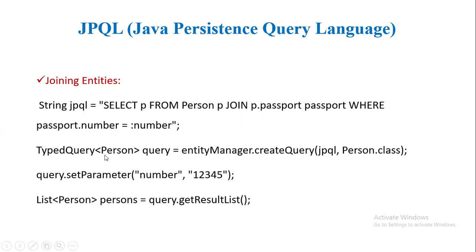TypedQuery<Person> query = entityManager.createQuery(jpql, Person.class), and query.setParameter. Here the number value we have specified is 12345, and finally this query will be executed with the help of the getResultList method.